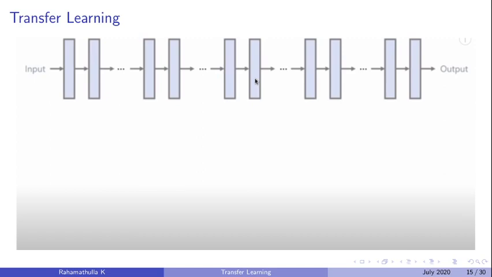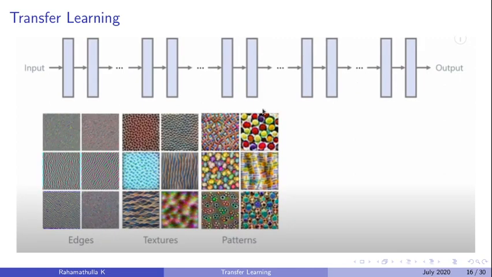So usually transfer learning is like this: you have a set of layers, and in the initial layers it will be detecting edges, and then textures, then patterns. As you go towards the topmost layer, it will be detecting the specific type of object.